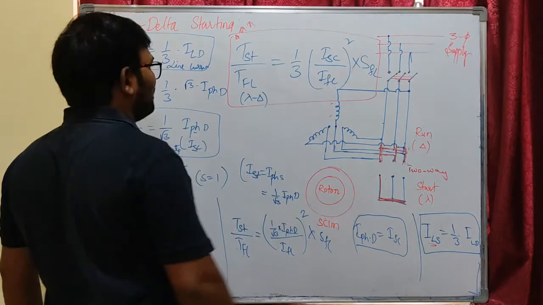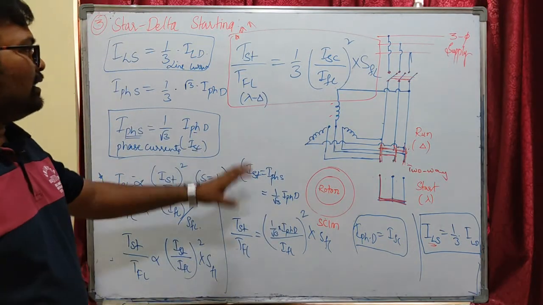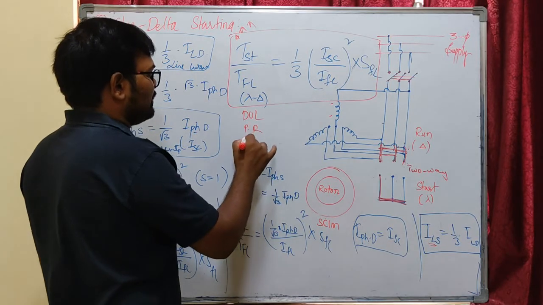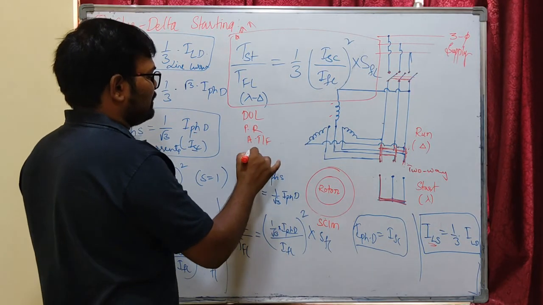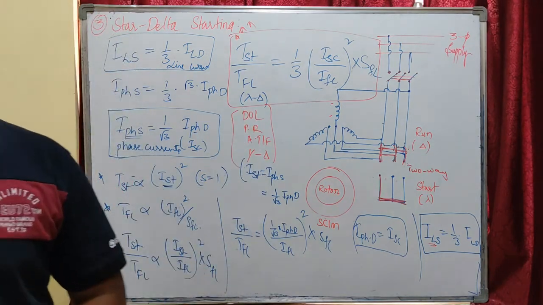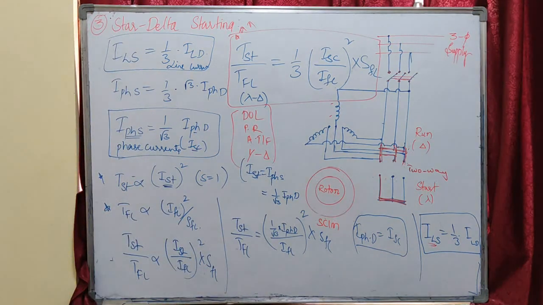We have obtained 4 expressions: one is for DOL starting, another is primary resistors, another is auto transformer, and this is star delta. We need to remember all these expressions. I am going to write them in the next slide so that you can understand it better.